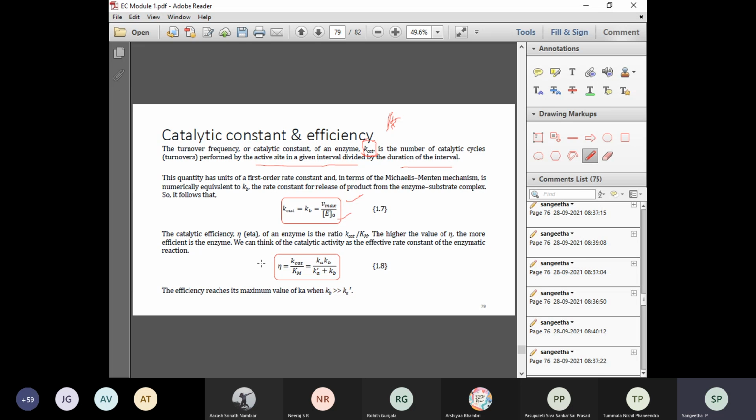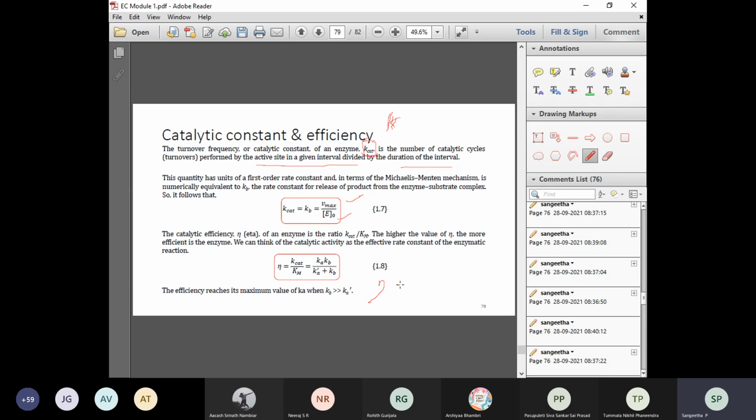The catalytic efficiency eta of an enzyme is the ratio of the catalytic constant of the enzyme divided by Km, where Km is your Michaelis constant. So eta is equal to Kcat by Km. You can rearrange and write it, because Kcat is nothing but Kb, whereas Km is the value we have already seen. So write both the values.